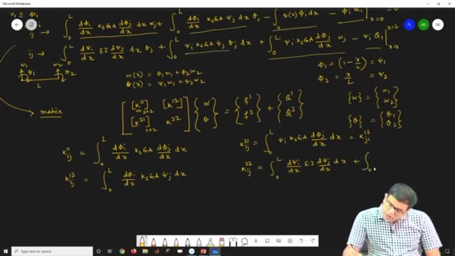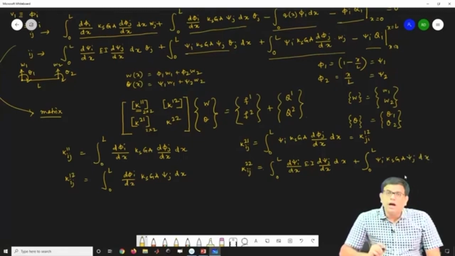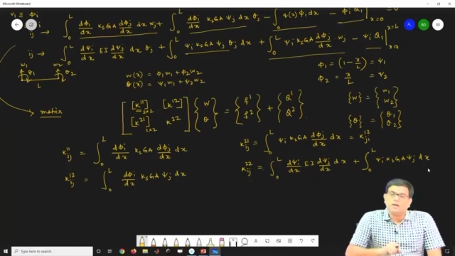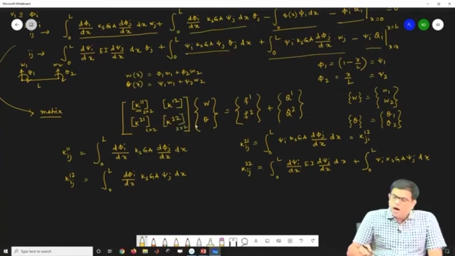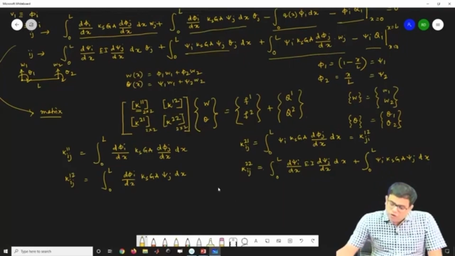So this will also include my psi i, ks ga into psi j dx. So this is my total theta term. Now you will see that this matrix is also a 2 cross 2, because this is linear interpolation. So this is the overall weak form.